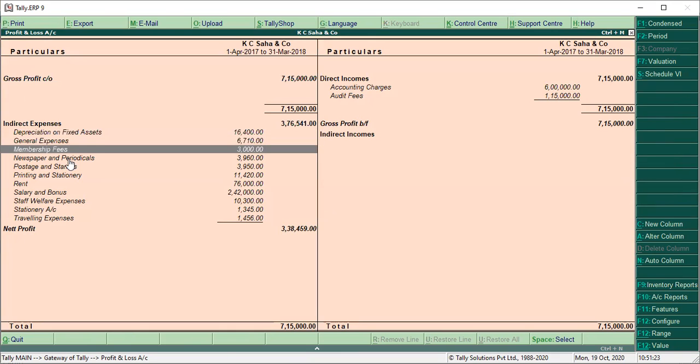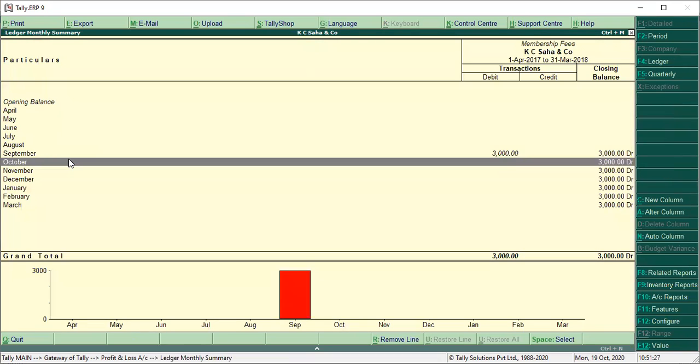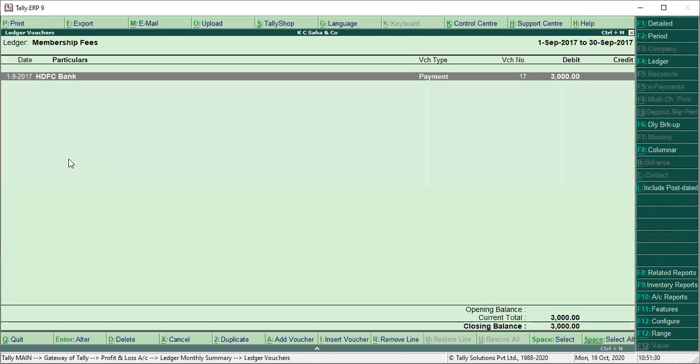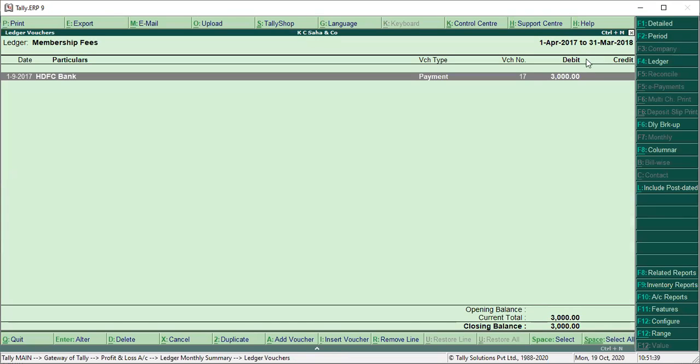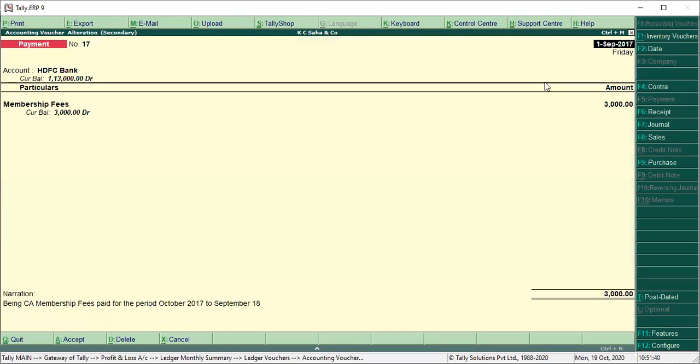Okay, so next is membership fees. We'll see the membership fees, that is 3,000 in the September month. Just change the period, F2. One transaction is there, just enter that. Just read out the narration and let me know whether it's right or wrong.